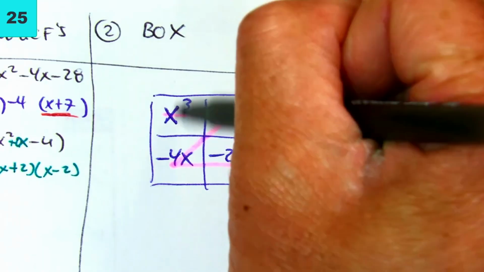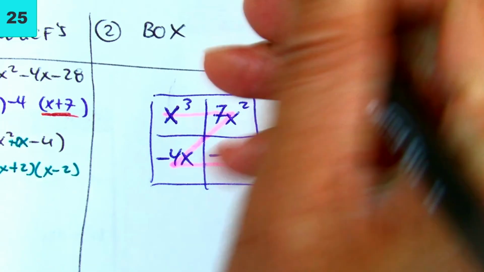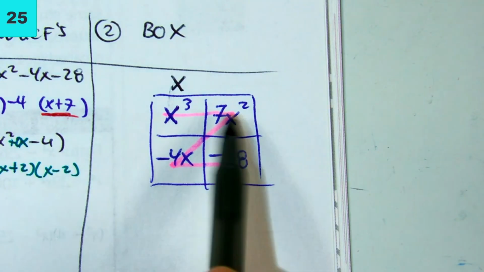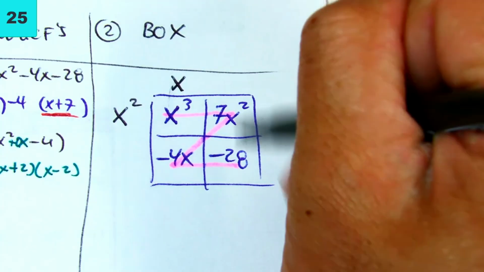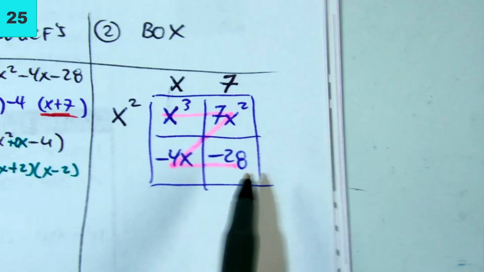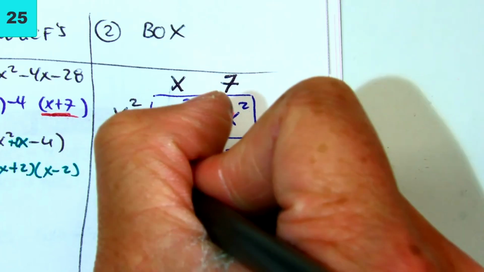Class, what is the greatest common factor? X. What's the greatest common factor? What do they all have in common in there? X squared. What do they have in common here? And what do they have in common here? Positive or negative?